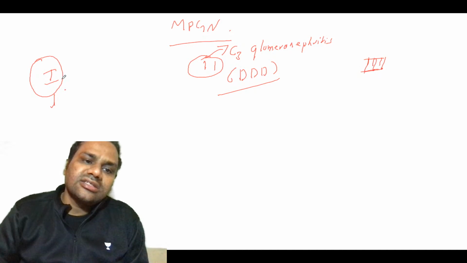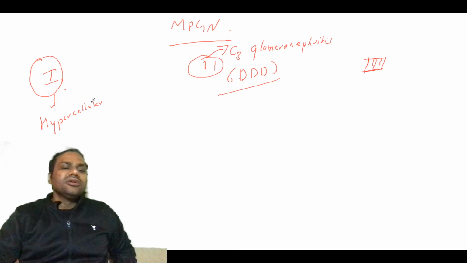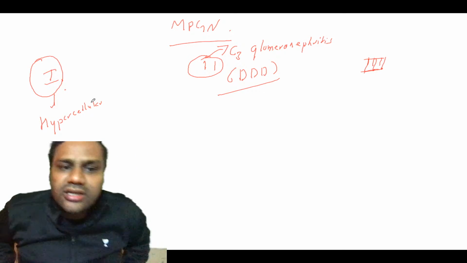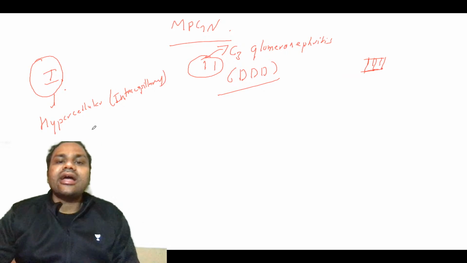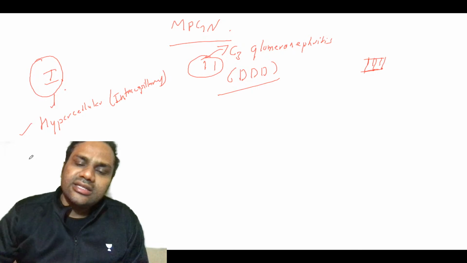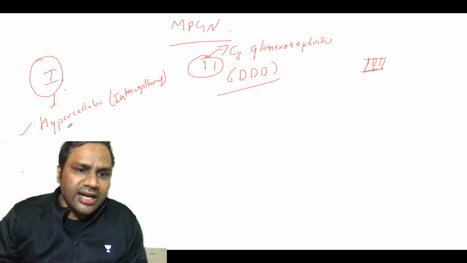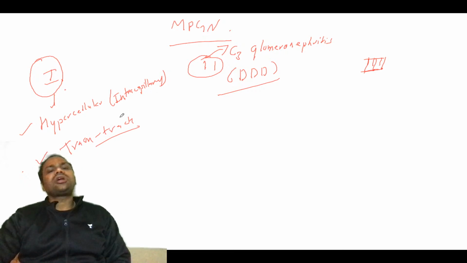Now basically the type 1 has hypercellularity. What is the hypercellularity here? In type 1 there will be intracapillary hypercellularity. So intracapillary hypercellularity will be seen in case of type 1 MPGN. Because of this hypercellularity, you can see the tram track appearance. So how do you see the tram track appearance?